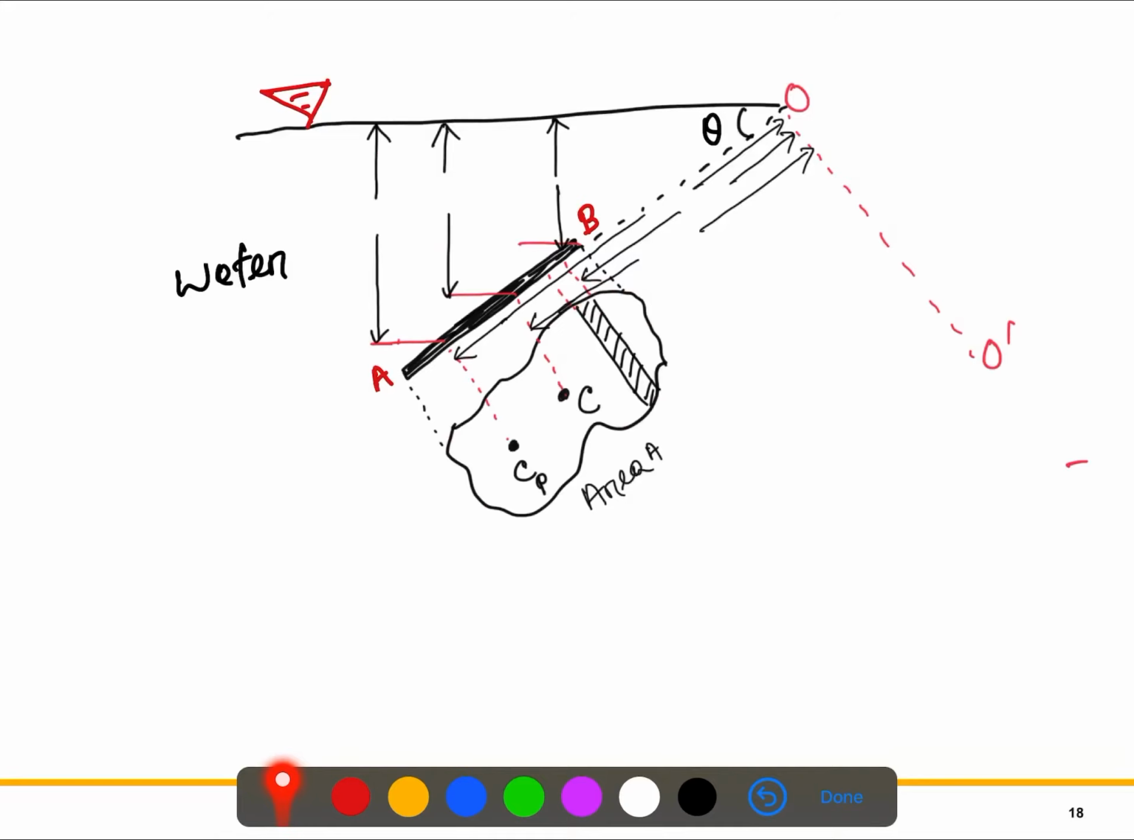Here, what we are going to do is analyze the forces acting on this surface. So we will calculate the force. Now here, this is the centroid. This is the centroid C, and this is the CP, the center of pressure. I'm repeating again, C is the centroid and CP is the center of pressure.